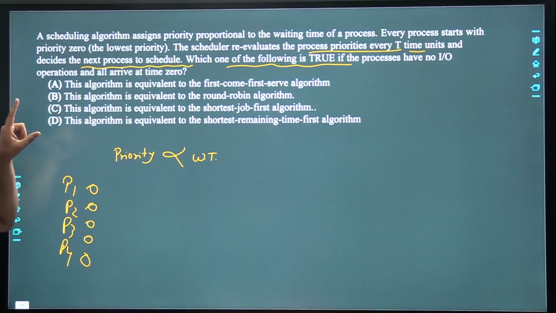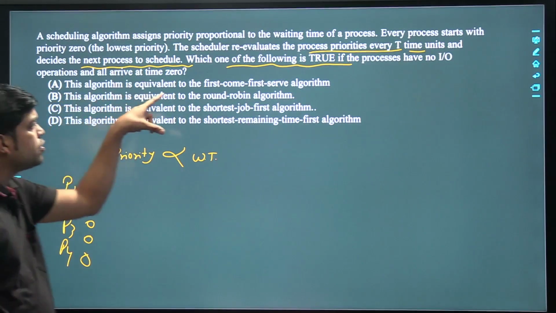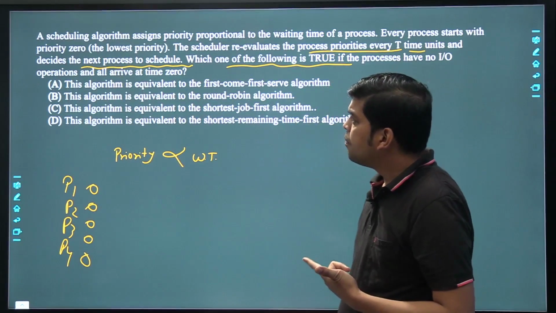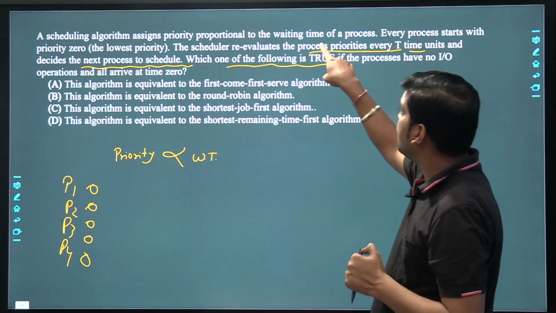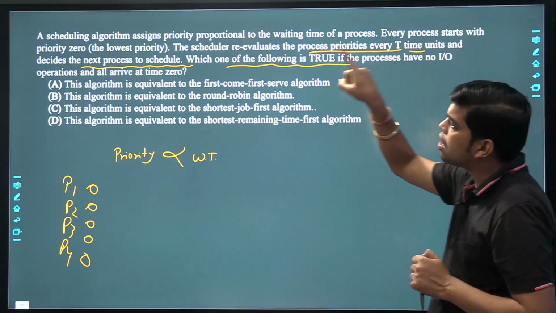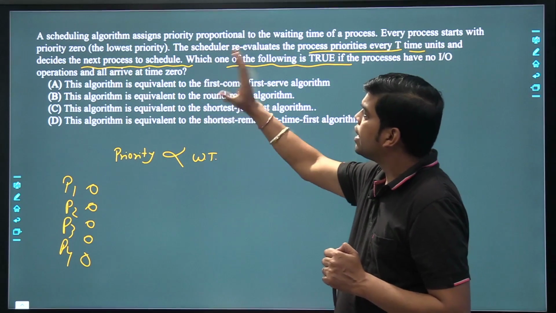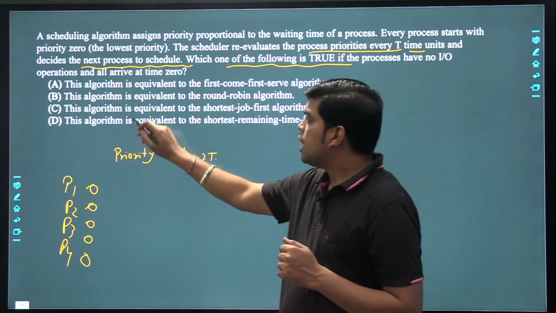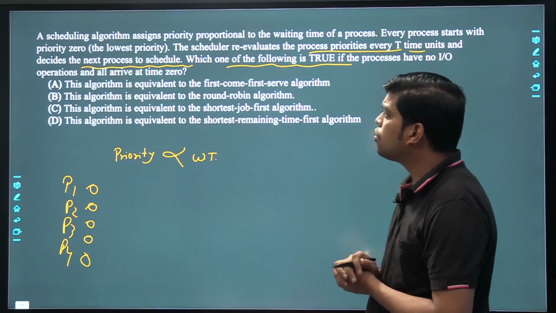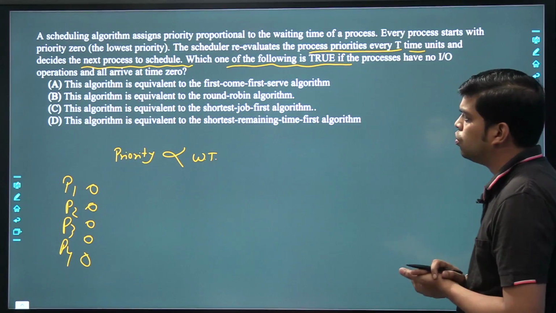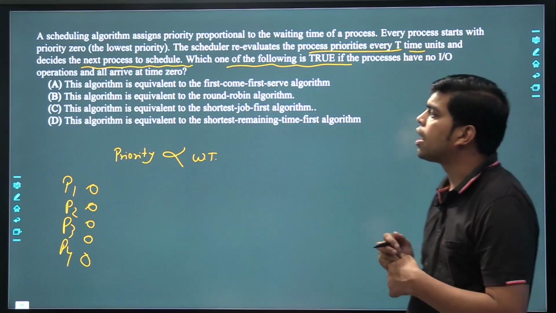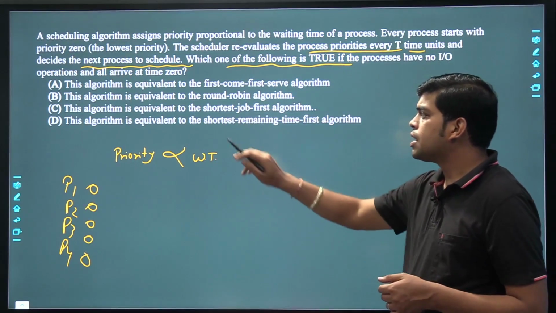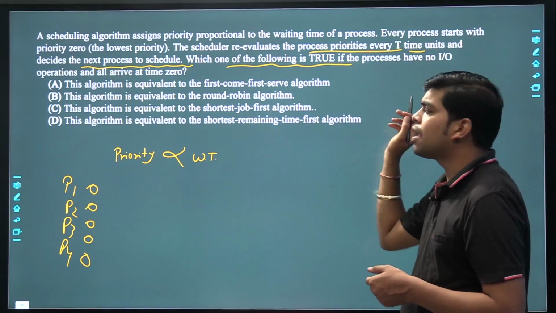So here we can say that first, this algorithm is equivalent to first come first serve. Is it correct? Because here we just say that every process starts with priority 0 and it is directly proportional to the waiting time. Second, the algorithm is equivalent to the round robin algorithm. So which of the following is true if there is no IO operation and all arrive at time 0? Third, the algorithm is equivalent to shortest job first. Fourth, this algorithm is equivalent to the shortest remaining time first algorithm.